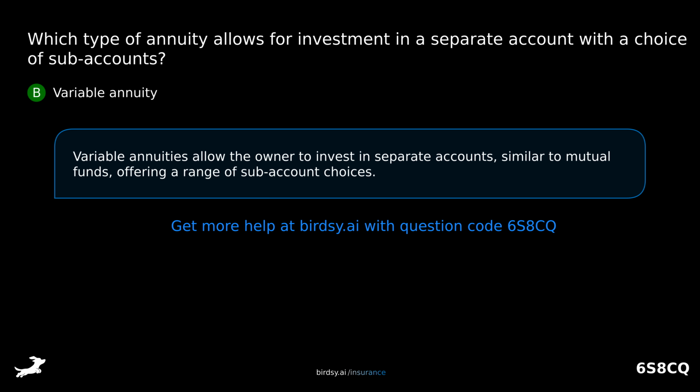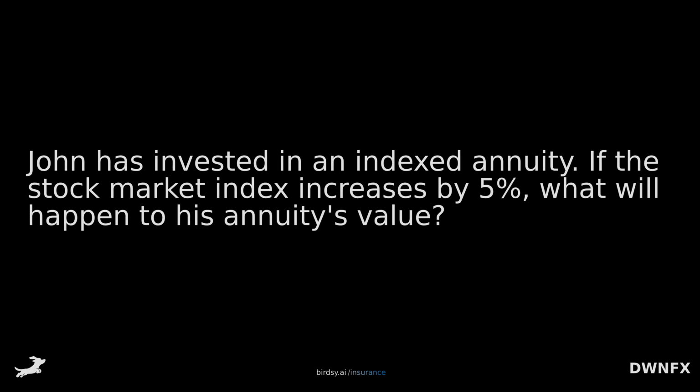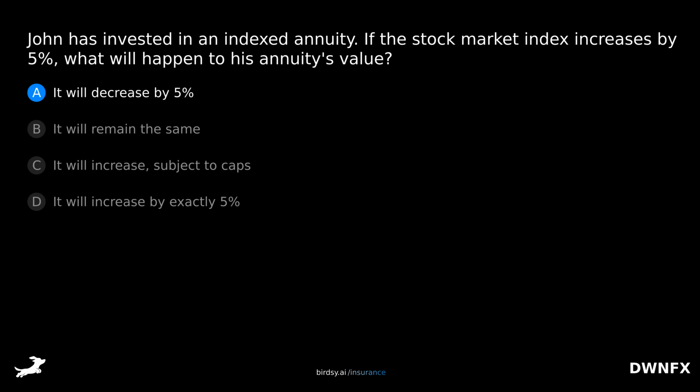Variable annuities allow the owner to invest in separate accounts, similar to mutual funds, offering a range of sub-account choices. John has invested in an indexed annuity. If the stock market index increases by 5%, what will happen to his annuity's value? Is it A, it will decrease by 5%, B, it will remain the same, C, it will increase subject to caps, or D, it will increase by exactly 5%? The answer is C, it will increase subject to caps.